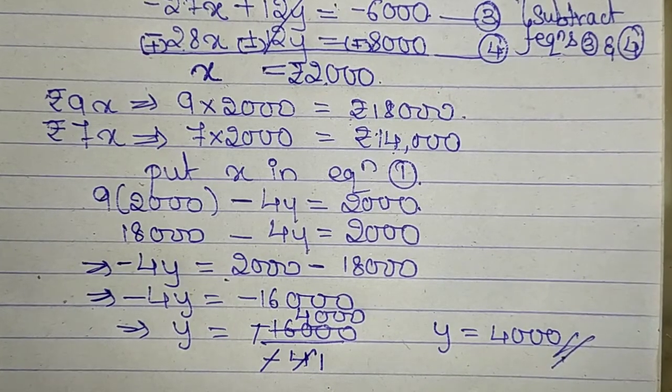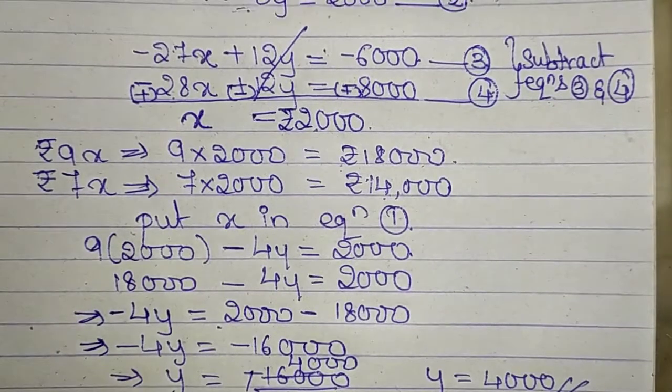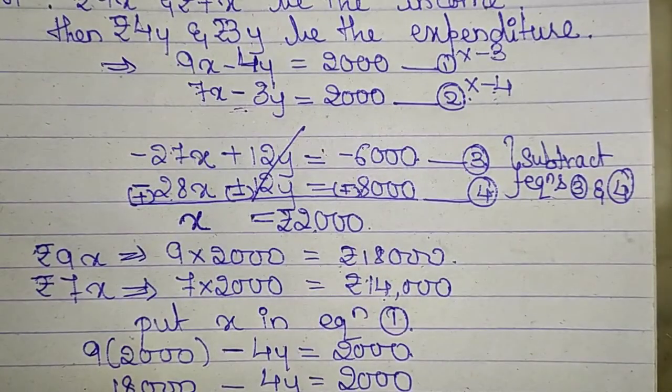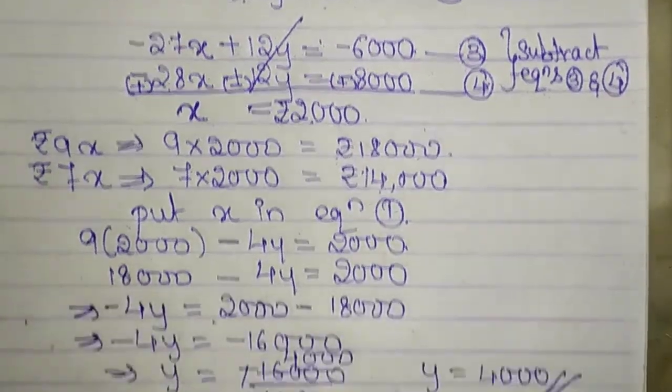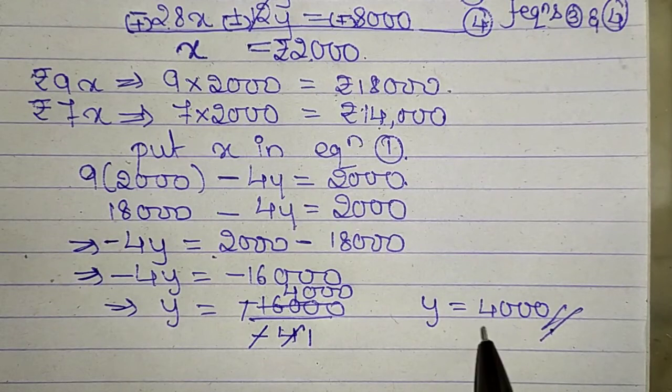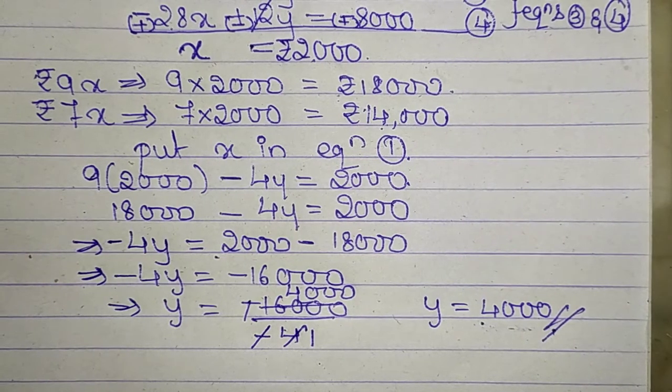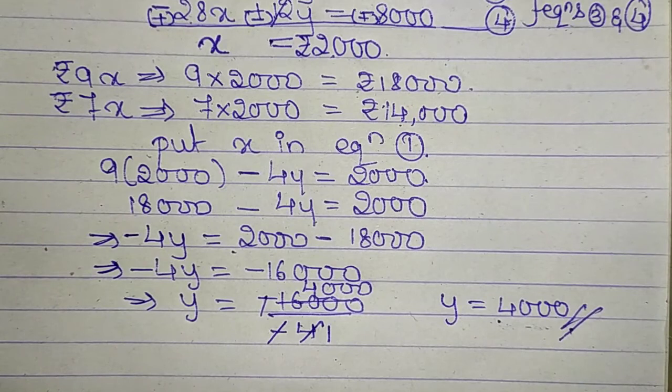So multiplying y with, first to find the expenditure, the expenditures are 4y and 3y respectively. So substitute y as 4,000 in place of y, and you will get the total expenditure by both the persons. So this was the solution to our equation using elimination method.